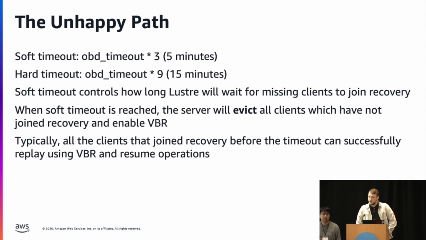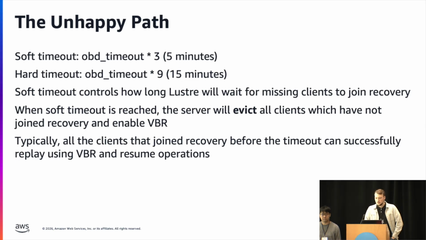So that's great, but there's always problems. And in the event of problems, there's two numbers that control what recovery will do in the unhappy path. The first is the soft timeout. By default, this is 5 minutes. If imperative recovery is enabled, which happens when the MGS is online and has been online for some minimum threshold, currently I think it's 5 minutes, then this will be cut in half. There's a second timeout, which is the hard timeout, which defaults to 15 minutes.